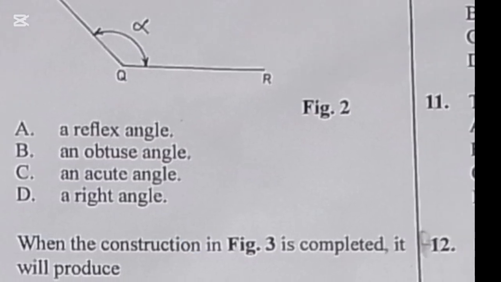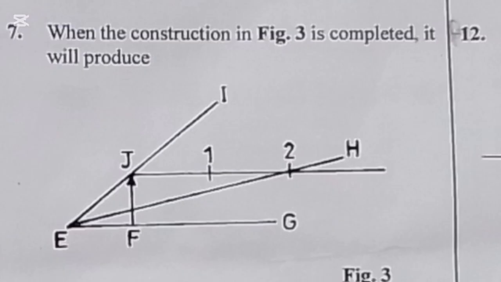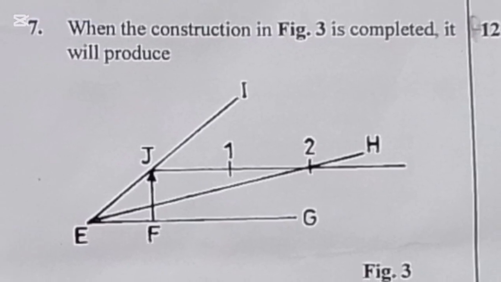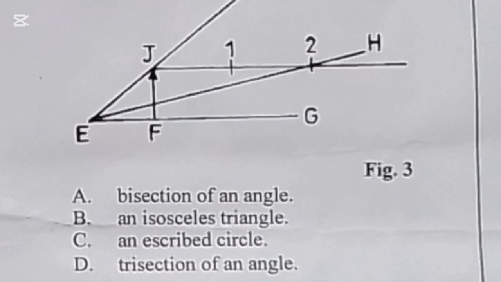Question 7. When the construction in figure 3 is completed, it will produce A bisection of an angle, B an isosceles triangle, C an inscribed circle, D trisection of an angle. D is the correct answer, trisection of an angle.